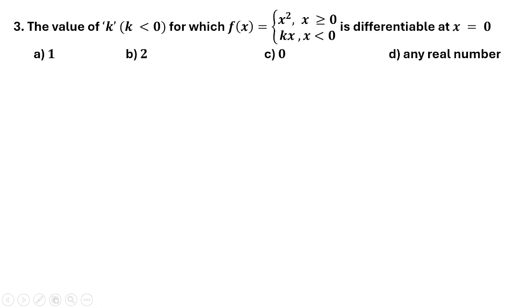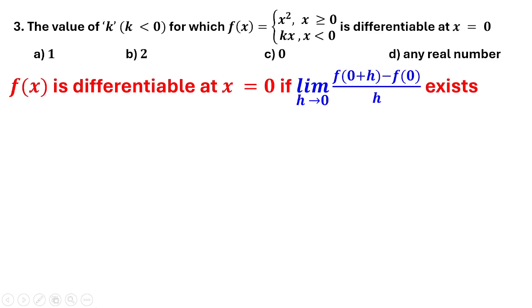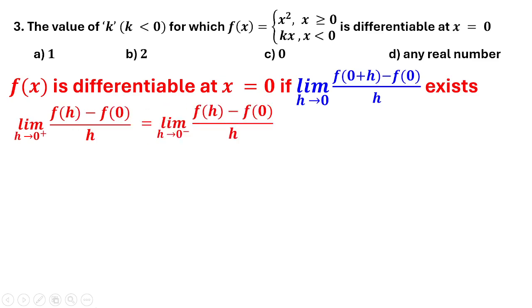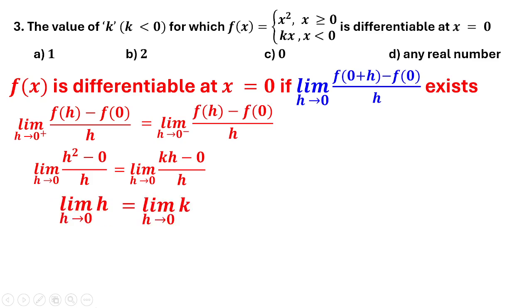answer. Question number 3. You have to find the value of k for which the function is differentiable. Let us recollect the condition for differentiability. Limit h goes to 0, f of a plus h minus f of a by h. Here a is equal to 0. We have to check the right limit and we have to check the left limit. For the right limit, it is h square. For the left limit, it is kh. When we substitute them, we are getting k is equal to 0.